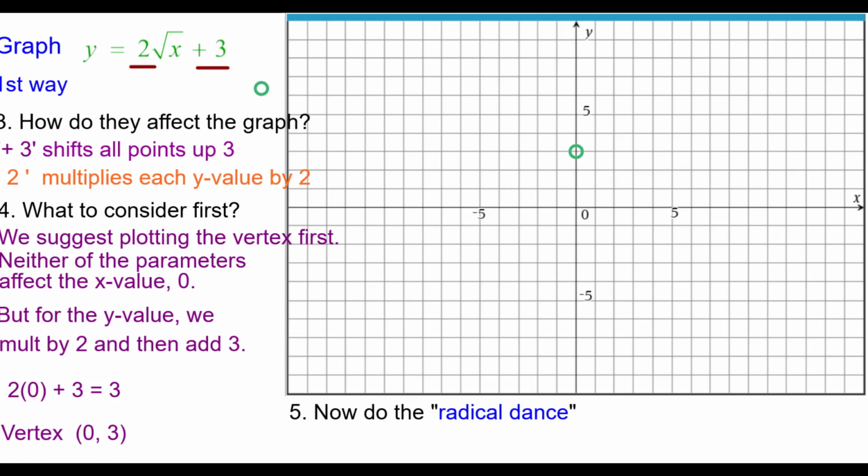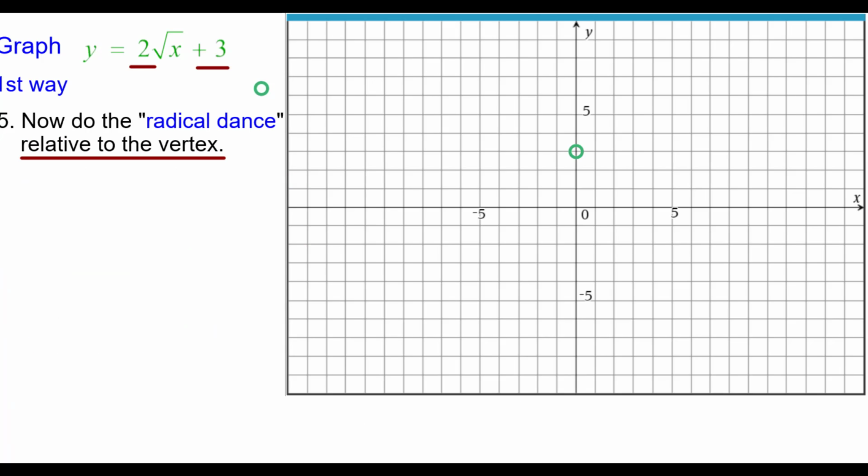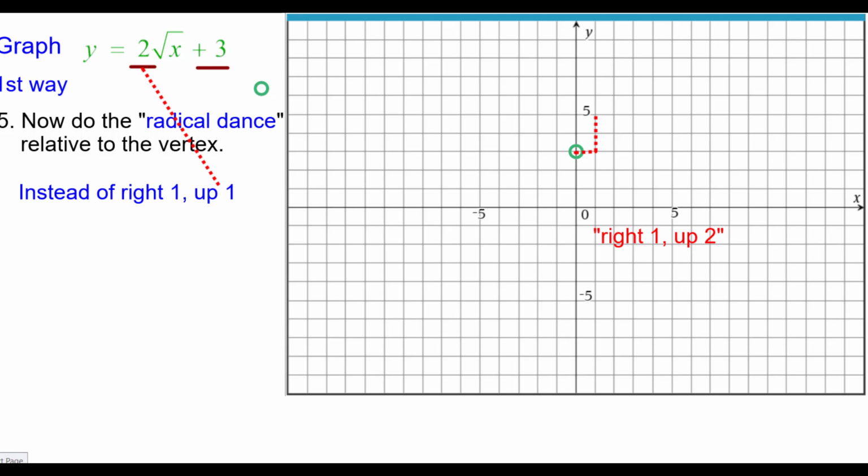Next, we do the radical dance relative to this vertex. So normally on the square root, we would go right 1, up 1, but in this case, we're going to go right 1, up 2 because we're doubling all the y values. Instead of right 4, up 2, it's going to be right 4, up 4, doubling the 2. And instead of right 9, up 3, it's going to be right 9, up 6, again, doubling that 3.